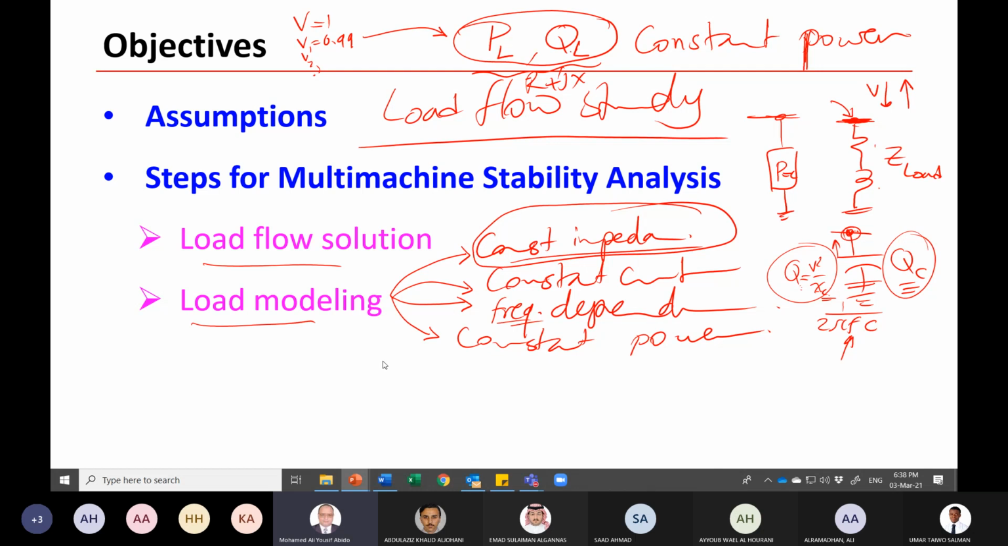Okay. Doctor, yes please. Why do we need to change to constant impedance for stability study? What is the main purpose for this change of representing the load?